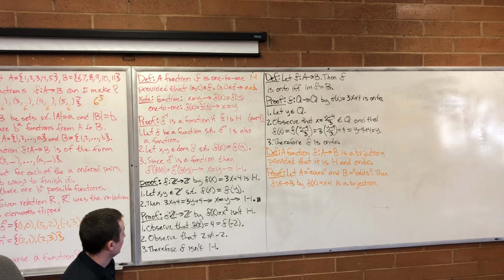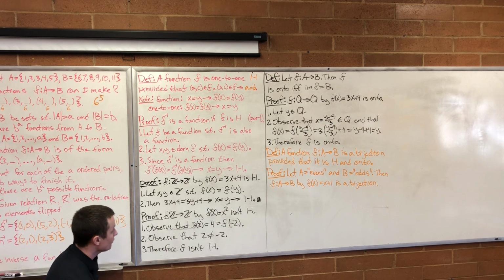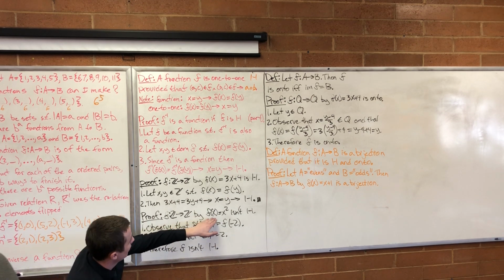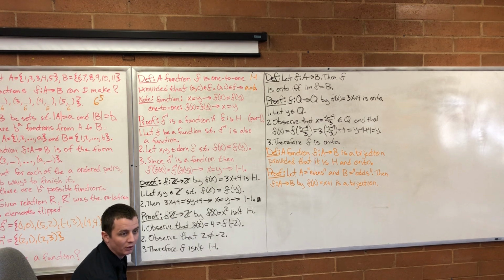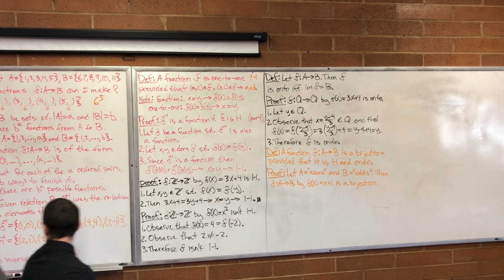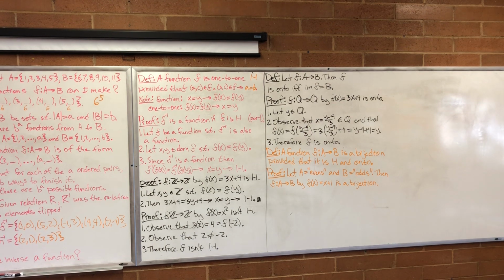Let's do another concrete example. Let's prove that f of x equal to x squared isn't one-to-one. And we know that this function isn't one-to-one when we look at it, right? Because 2 goes to 4 and negative 2 goes to 4. So it can't be one-to-one. Okay. So we're going to prove it now.